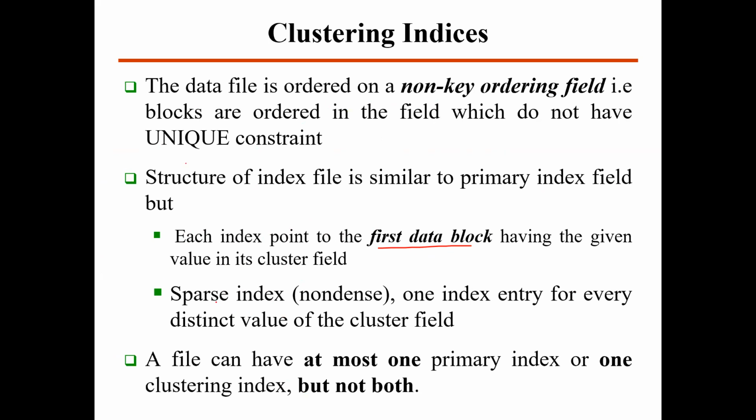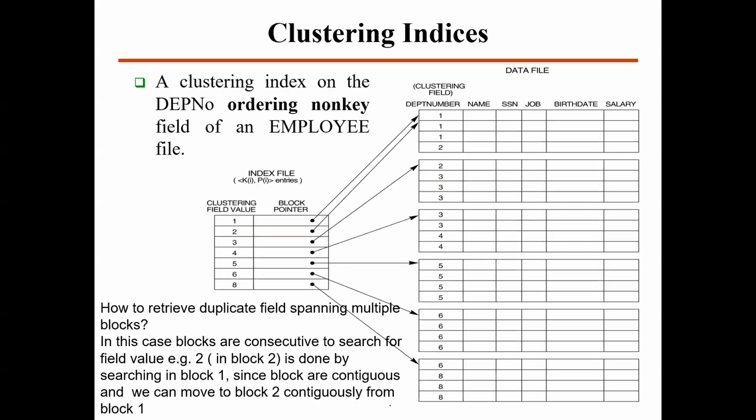The second one is that it is a sparse index, which means one index entry for every distinct value in the cluster field. Earlier, it was per block. Here, for each distinct value, you have a cluster field. So this is the difference. A file can have at most one primary key or one cluster key, but not both at the same time.